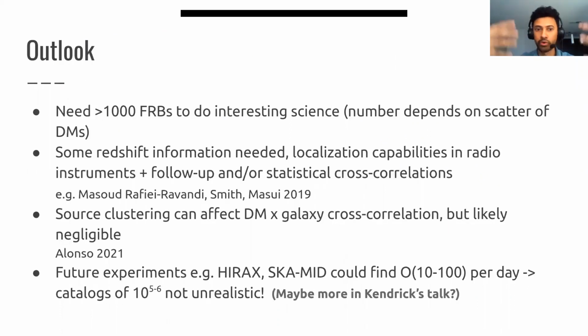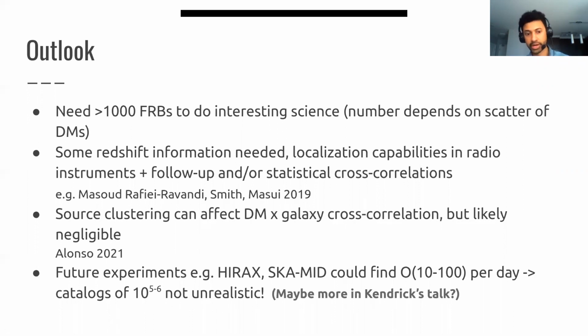But in practice, you're going to have some overlap. And what that means is that you need either localization capabilities in radio instruments, you might hear more about that from Kendrick, or you can use statistical cross correlations with galaxies to constrain the redshift distribution of the FRBs itself. The clustering of the sources itself can affect the dispersion measure cross galaxy cross correlation, but it's likely negligible. There's a recent paper by David Alonso that looks into this a little bit.